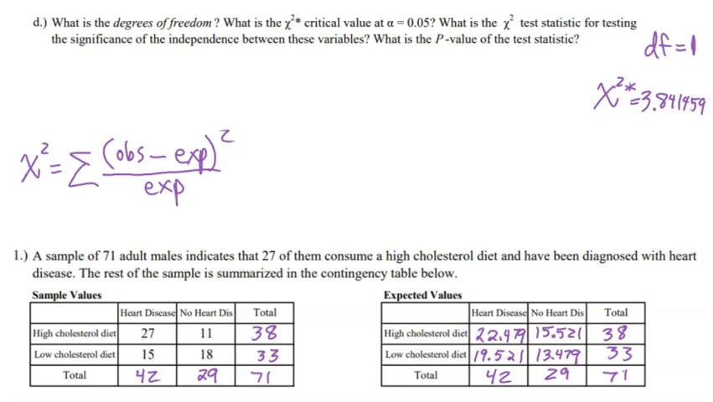That's one number. Then we have to add that. We have to do it again for 15 and 19.521. Then we have to do it again for 11 and 15.521. And then we have to do it a fourth time, for 18 and 13.479. Okay, so I'm going to go ahead and write out this addition problem, and I'm probably going to speed it up just a little bit.